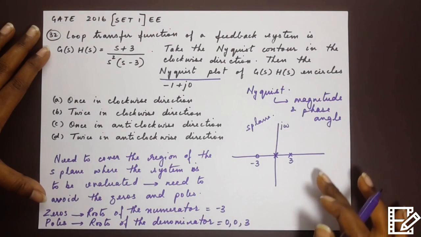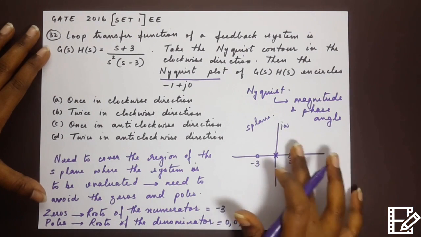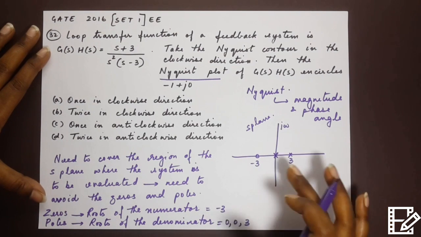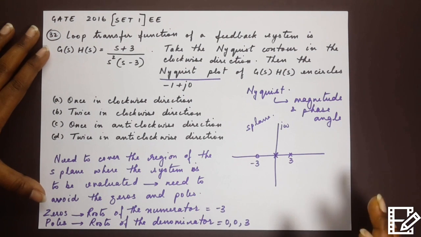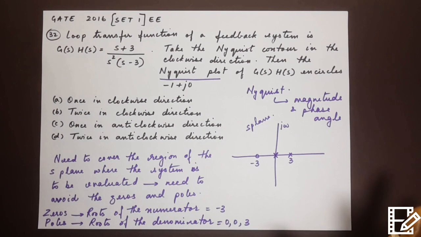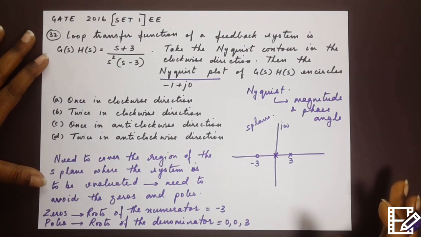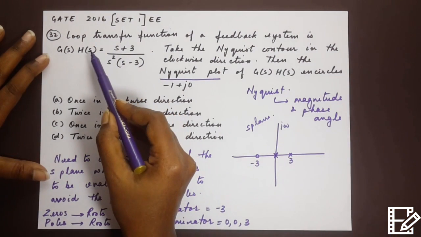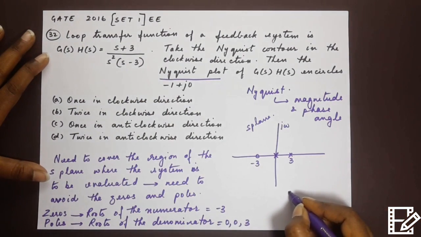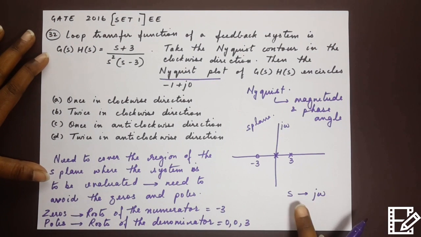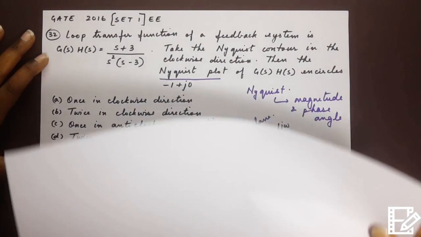Basically we need to draw the Nyquist plot around the region in such a way that it avoids all of these three points here. It has to avoid 0, it has to avoid 3 and it has to avoid −3. This is the general basics of how a Nyquist plot should be evaluated or drawn. The next thing is that each of the s terms given here must be replaced by j omega. By replacing with j omega, we evaluate the magnitude and the phase. So let's start with the magnitude calculation.